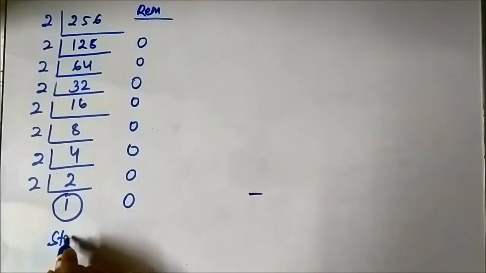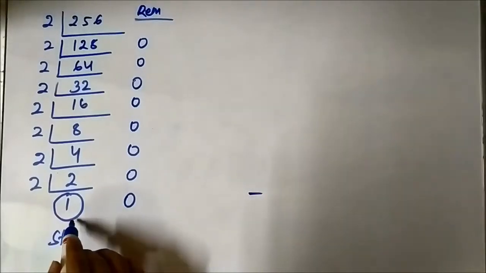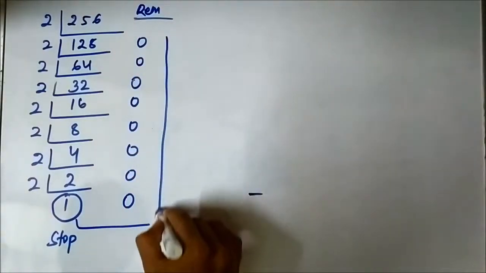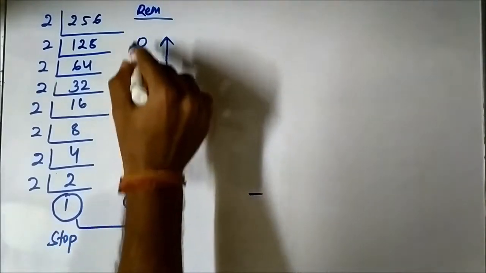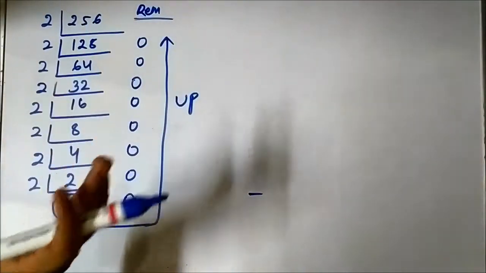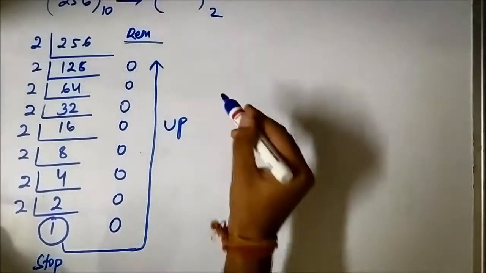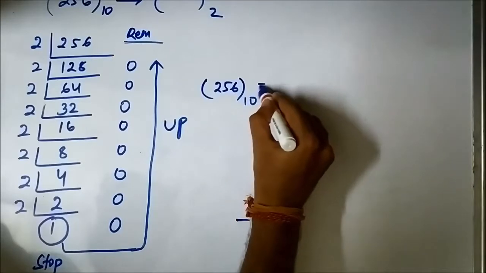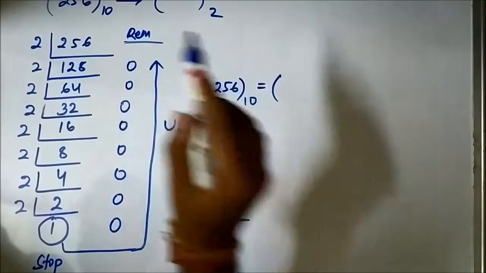You stop once you get the quotient as 1, and then you proceed, including this 1, upwards. You proceed upwards and you note these remainder bits, the binary digits, which give the binary equivalent of this decimal number 256. So 256 decimal in binary form is 1 followed by 8 zeros: 1 2 3 4 5 6 7 8.